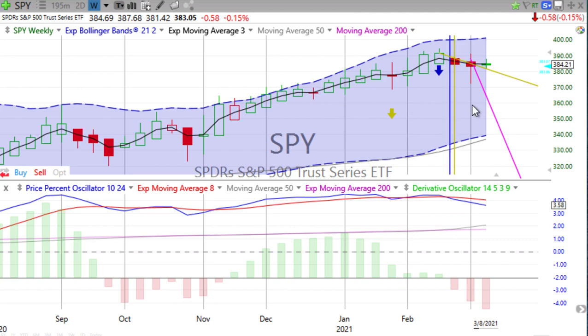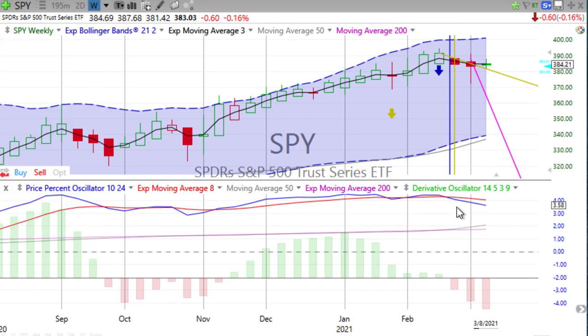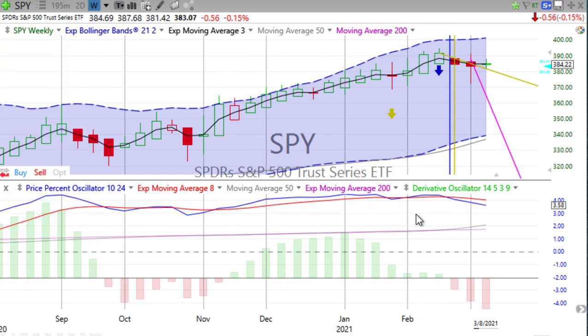So what do we see as we look at these charts? We had a weekly vertical crossover back on the week ending Friday the 26th of February. Remember, all weekly vertical crossovers occur at the end of a week. Any particular week where there is a weekly vertical crossover, we see those occur occasionally, and we look for big action when those things happen.